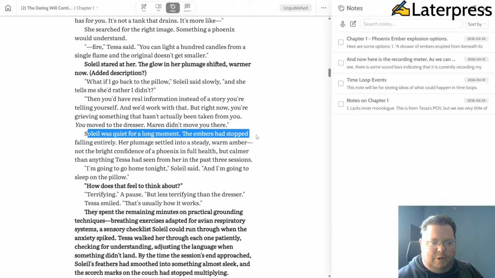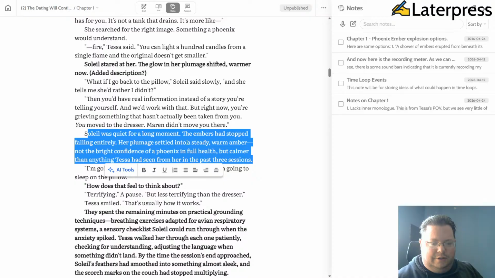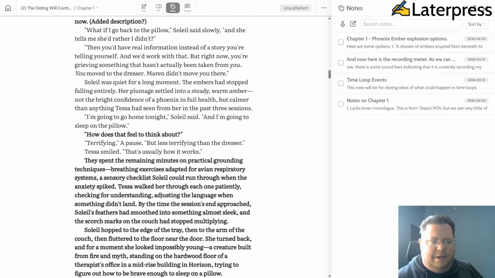Salil was quiet for a long moment. The embers had stopped falling entirely. Her plumage settled into a steady, warm amber, not the bright phoenix confidence of Phoenix at full health, but calmer than anything Tessa had seen from her in the past 3 sessions. I think I'm going to leave that as is for now. I'm going to go home tonight, Salil said, and I'm going to sleep on the pillow. How does that feel to think about? Terrifying, a pause, but less terrifying than the dresser.